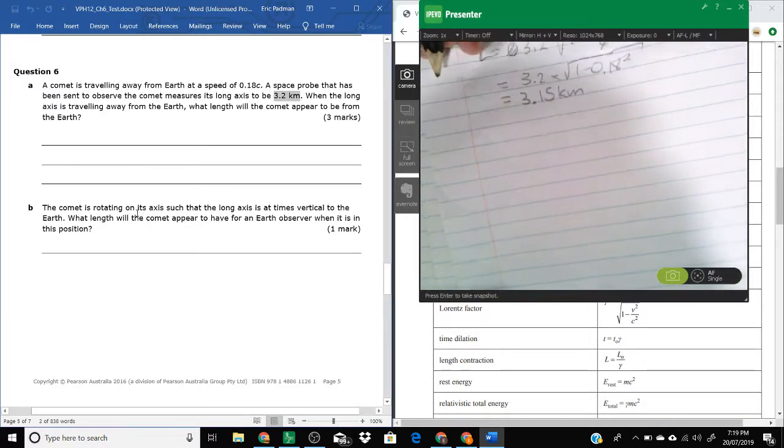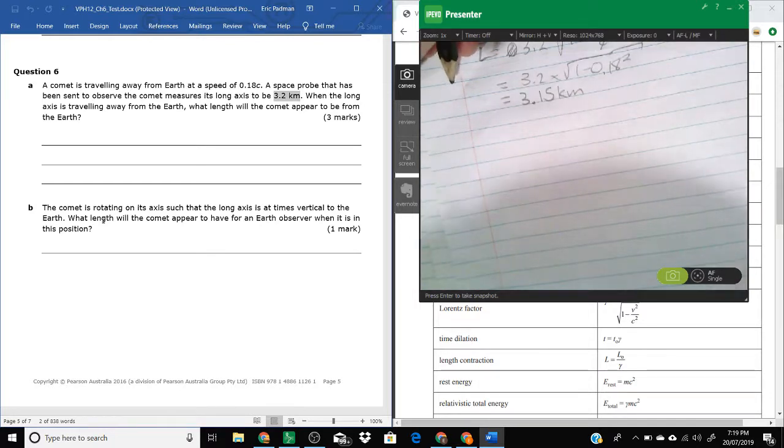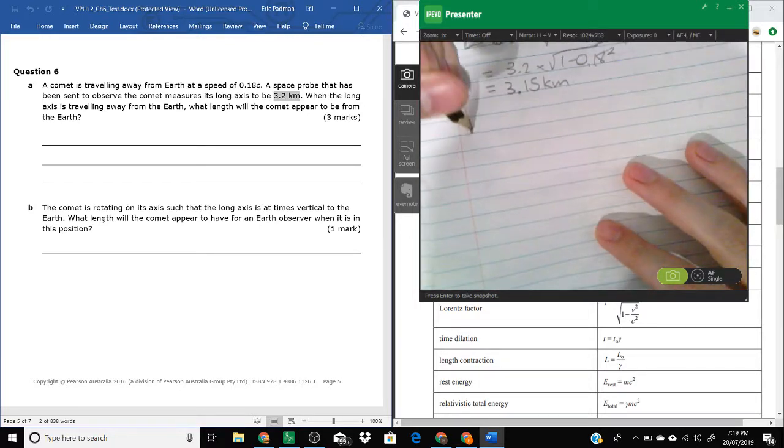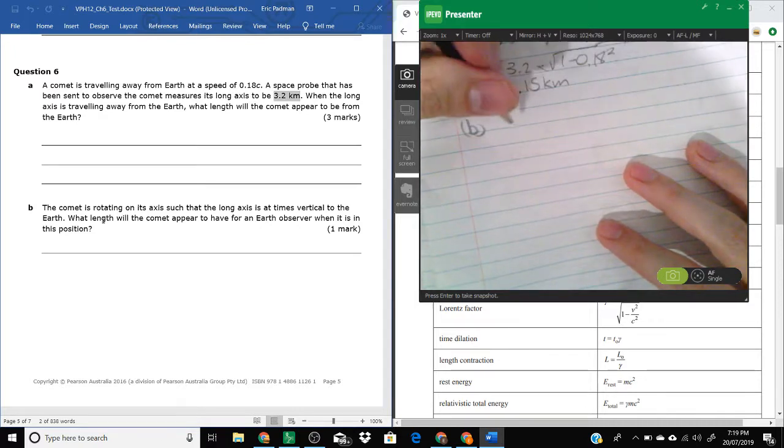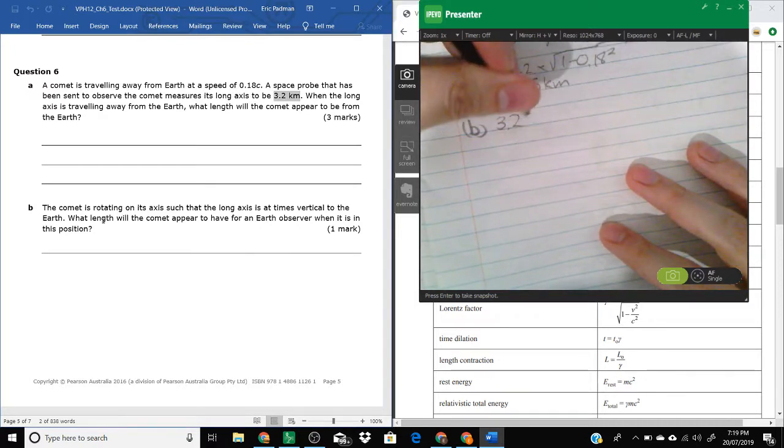The comet is rotating on its axis such that the long axis is at times vertical with the Earth. What length will the comet appear to have to an Earth observer when it's in this position? It would have the same length, and you don't have to explain this one, but I will anyway because it's only one mark.